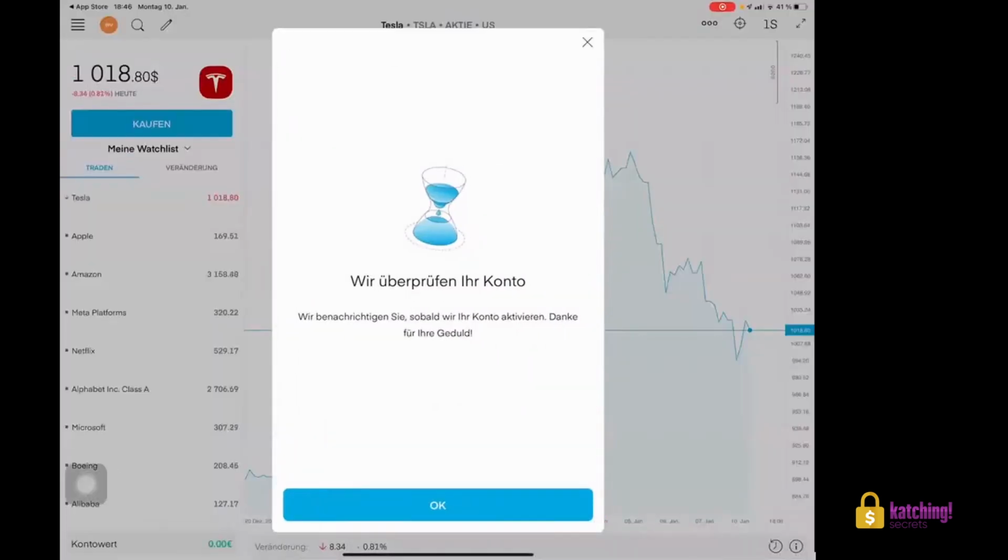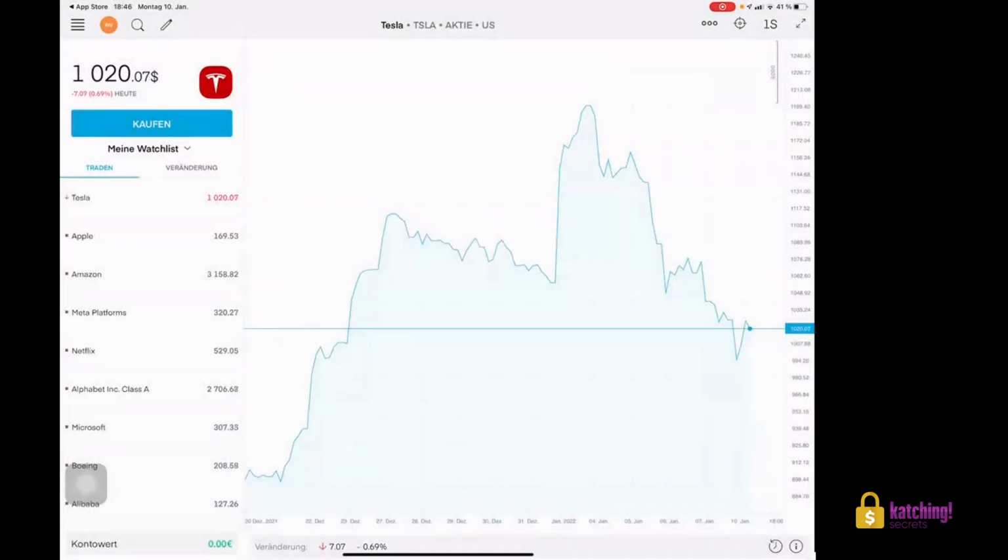Selfie is clear enough. They will check your account, and now click OK. Perfect. Now you are basically set up to start investing. On the left side. So this is how to set up your Trading 212 account, and from there we are going together in the next session.